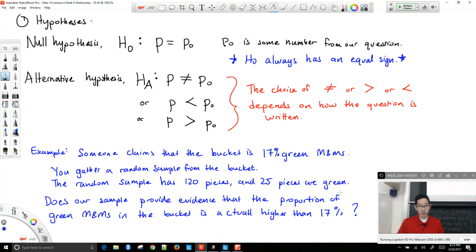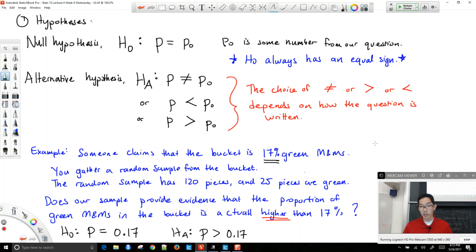In this case, what will our null hypothesis be? The null hypothesis is that P is equal to 17%, because that's the claim that we are testing, right? And then the alternative hypothesis will be what? Here it says is actually higher than 17%, so our alternative will be that P is greater than 17%.